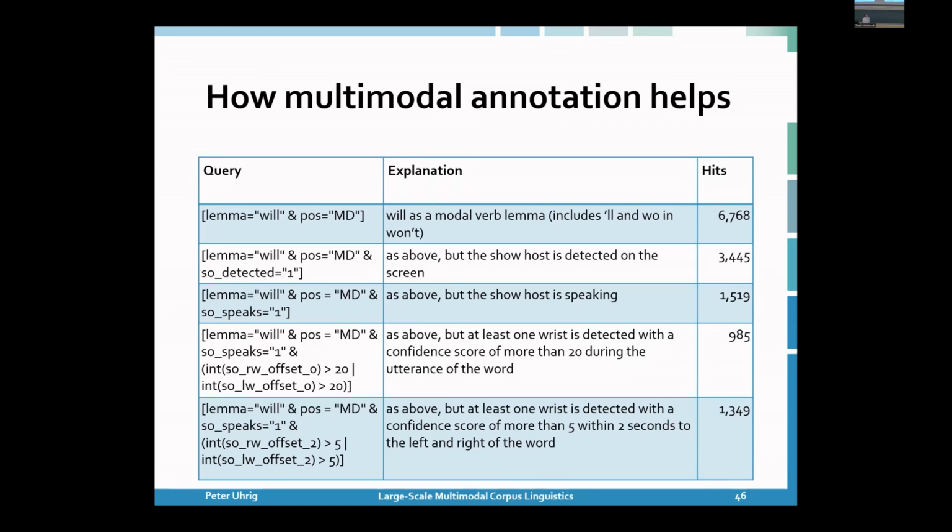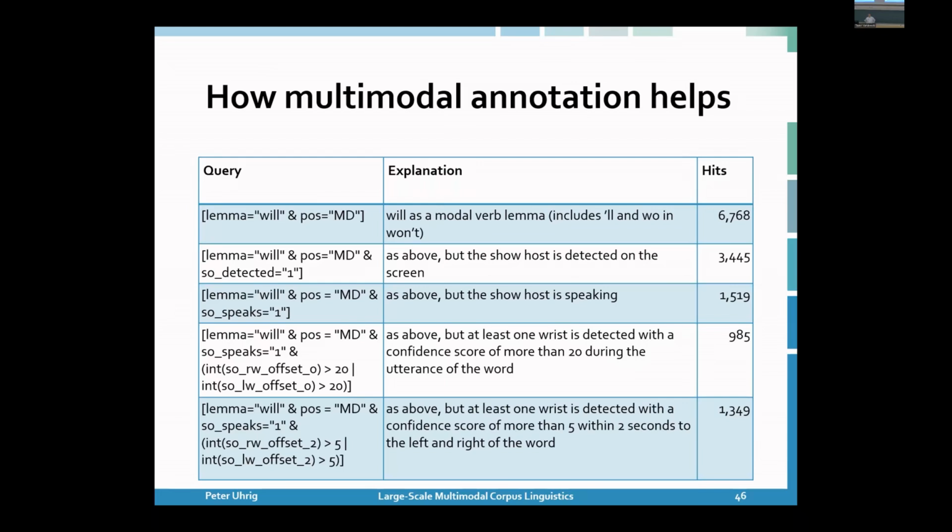And if you say, no, that wasn't enough, actually I'm missing stuff that I'd be interested in, then you can actually say, give me that, in this case, only greater than 5. So with the computer, it's only 5% certain there's a hand, not 20% certain. And it's enough if you can see the hands like 2 seconds around will. Why is that important? Because will is often unstressed, and it's very short.